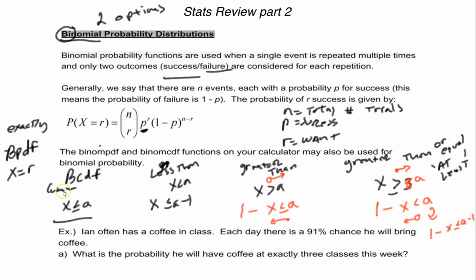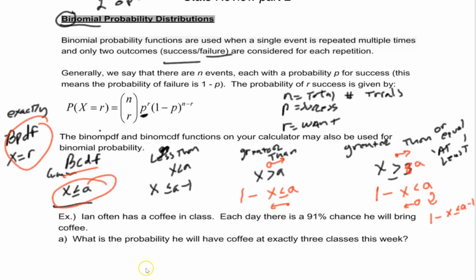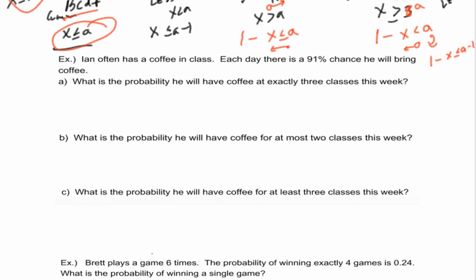If it's a binomial CDF, you need less than or equal to sign. If it's PDF, you just put x equals. So let's do a couple examples. So this one, Ian often has coffee in class. Each day there's a 91% chance, that's my probability, that he'll bring coffee. What is the probability he will have coffee at least 3 classes this week?